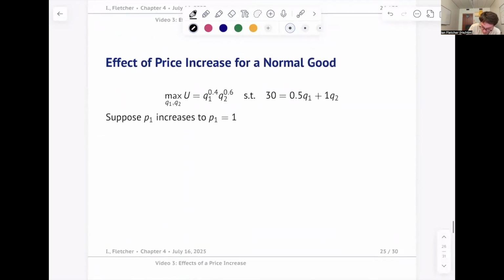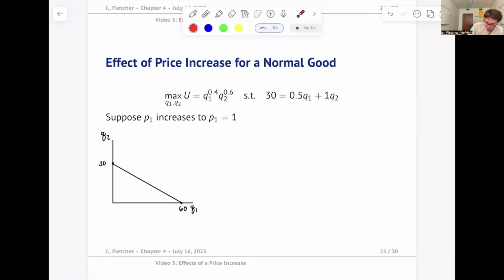Right, let me just make sure. So for a normal good, let's draw this first. We're going to have Q1 and Q2. If we weren't going to buy any Q2, we would be able to buy 60 Q1s. If we were only going to buy Q2s, we would have 30 Q2s. So now let's calculate this optimal bundle, right?